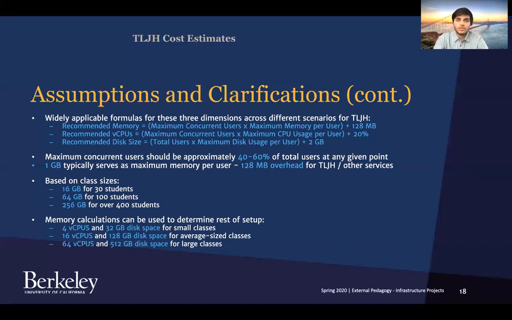And then what we did was we used these specific memory sizes to calculate the rest of the setup. So that would be 4 vCPUs and 32 gigabytes disk space for small classes. Basically what we did was we linked 16 gigabytes, found the best possible assortment of vCPUs and disk space, and those are the numbers that we came up with.